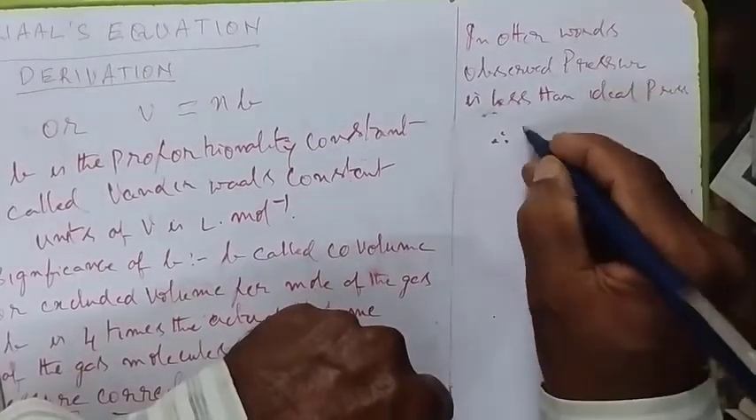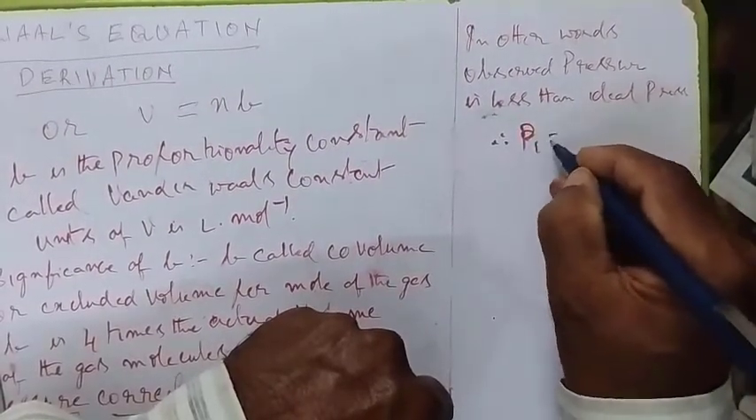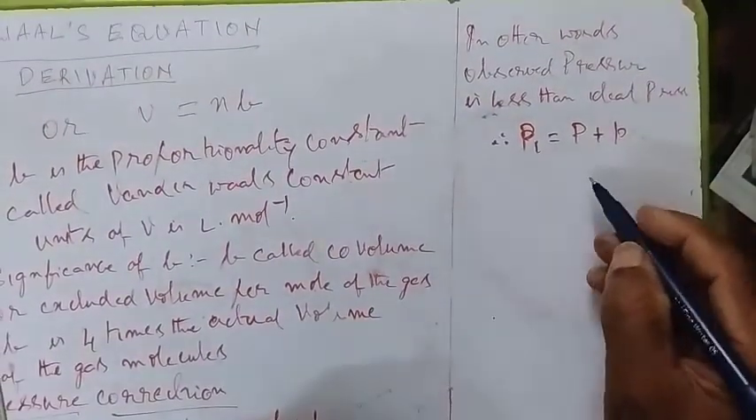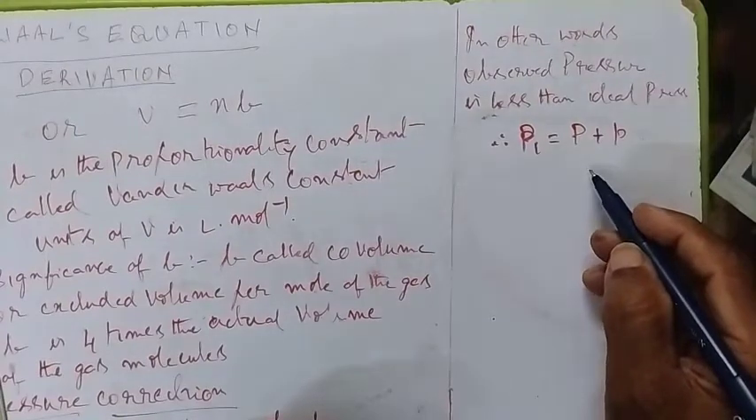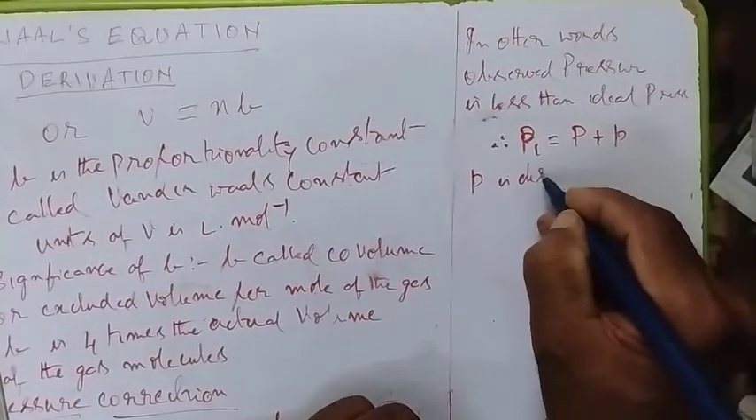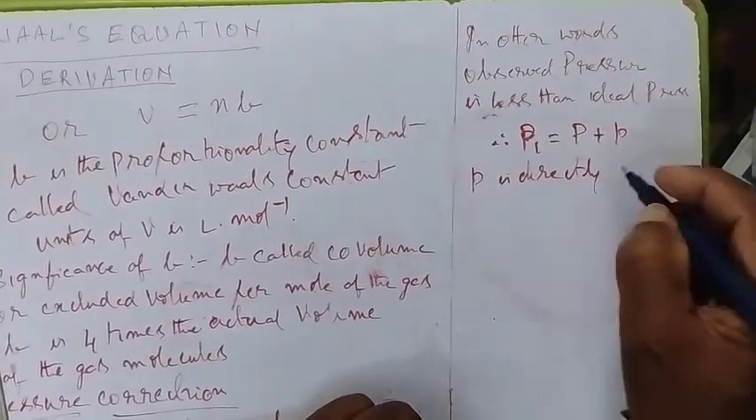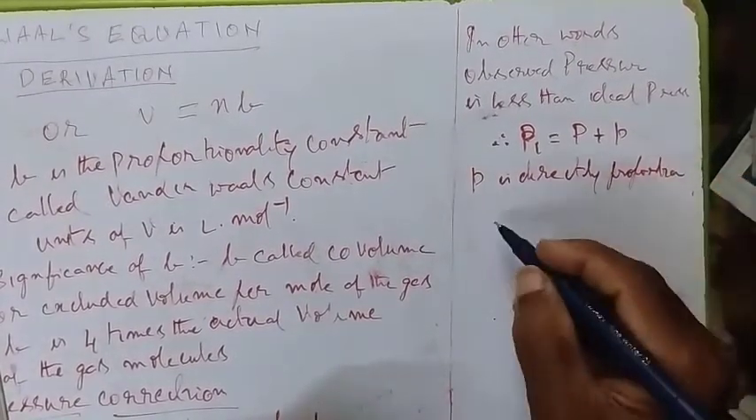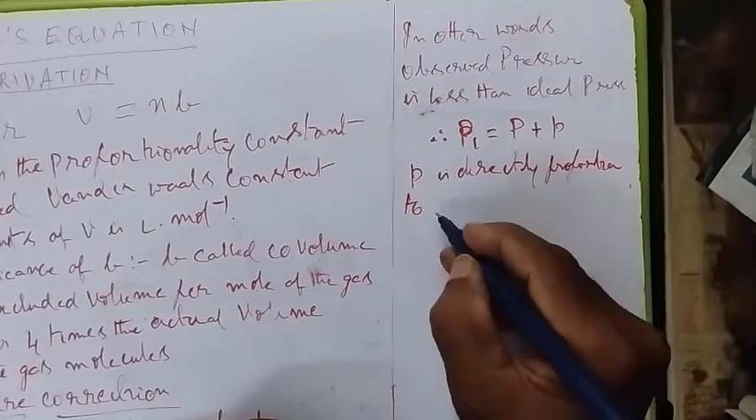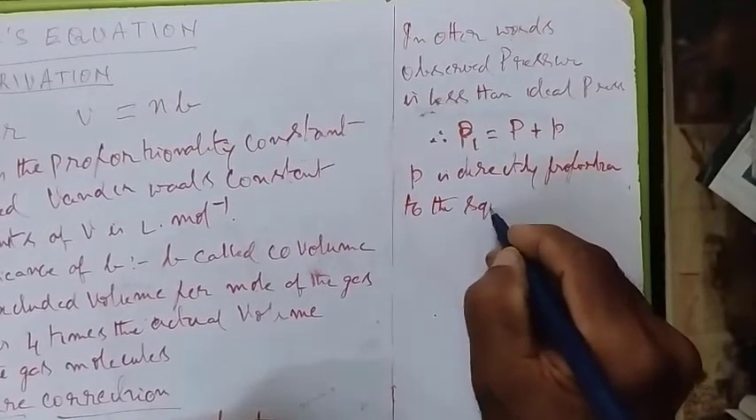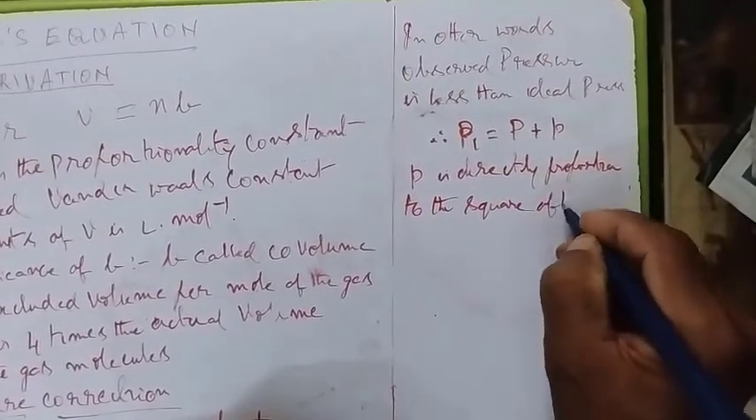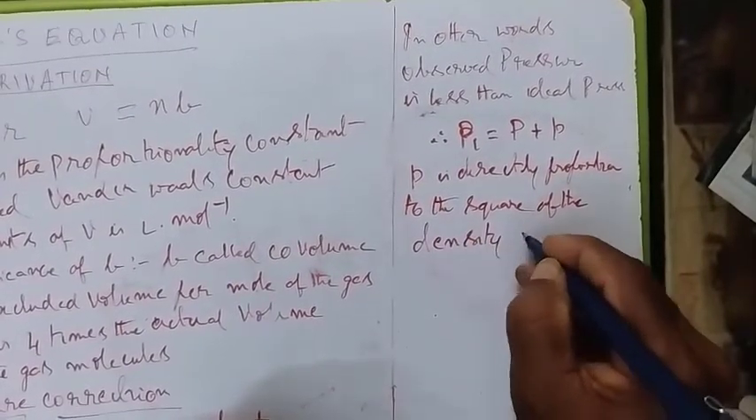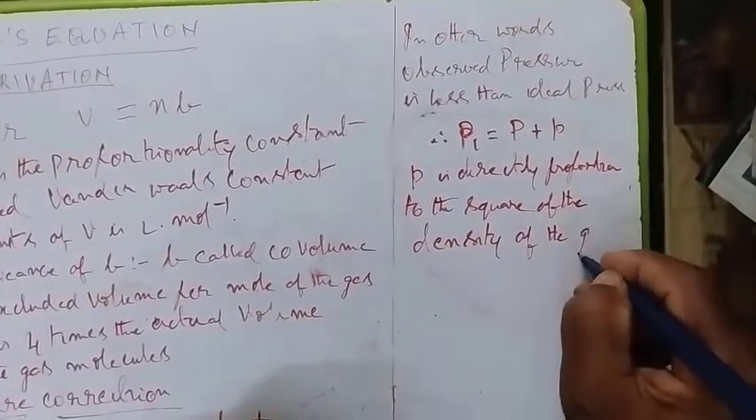Therefore, Pi equal to P plus p. That is small p. Small p is the correction term. p is directly proportional to the square of the density of the gas.